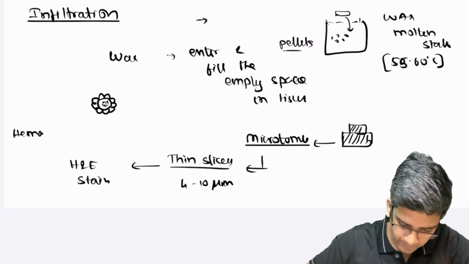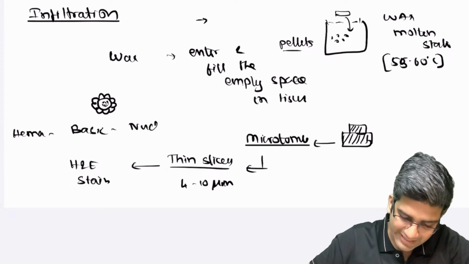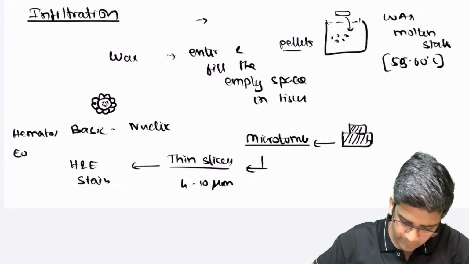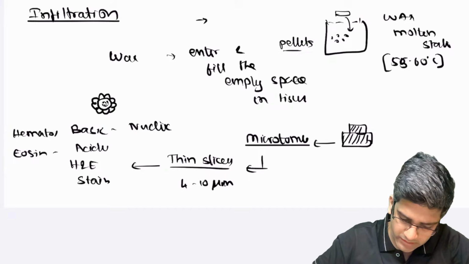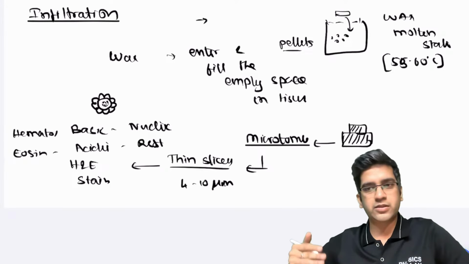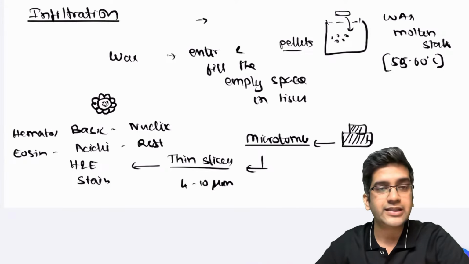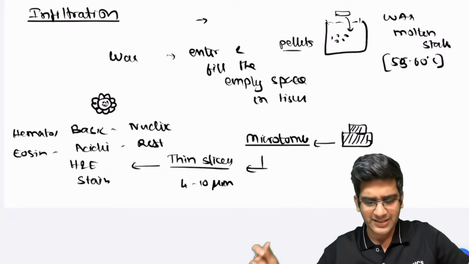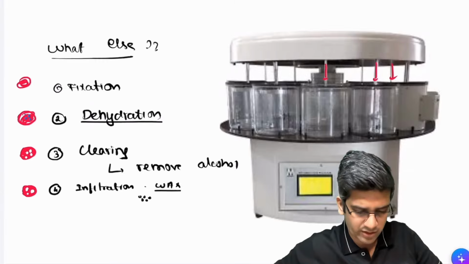So Hematoxylin, which is a basic stain, will stain the nucleus, the nucleic acid, right? A base will obviously bind to the nucleic acid, and Eosin, which is an acidic stain, will stain the rest of the cell. Most of the cell cytoplasm, everything will be stained by Eosin, right? This is what normally happens in routine tissue processing, right? Just a quick recall.